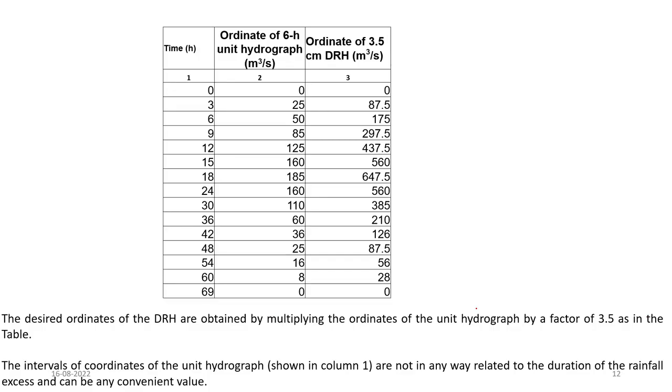So let's see how we can do it. So see here, this is the time: 0, 3, 6, 9, 12. These are the times in hours. And these are the corresponding unit hydrograph ordinates. Now what we did was simply multiply by 3.5. 25 into 3.5 will be 87.5. Similarly we calculated the rest. So let's plot how it may look.